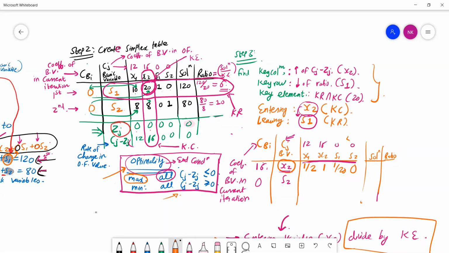Now whatever key column there will be, that will be your entering variable. That is nothing but what will enter your calculation in the next iteration. And the variable corresponding to the key row will be your exiting or leaving variable. That means it will be exiting from your current calculation, because since one variable will be entering, you need to remove one of the other variables. That means you need to exit one of the other variables. So that is nothing but your leaving variable, corresponding to your key row.